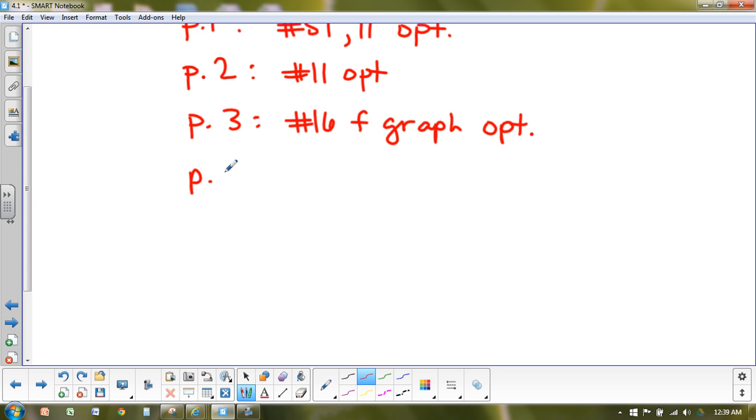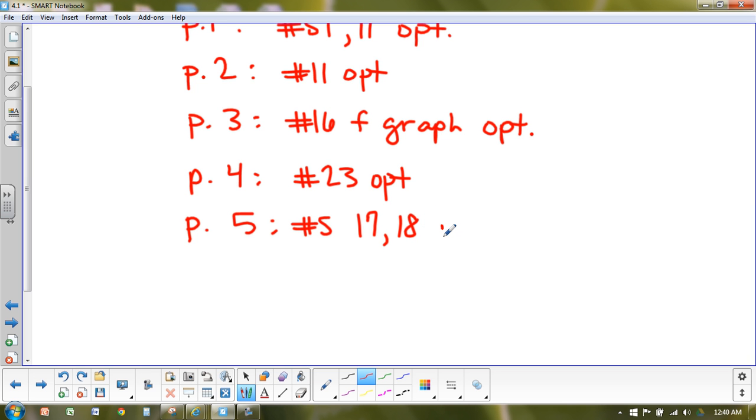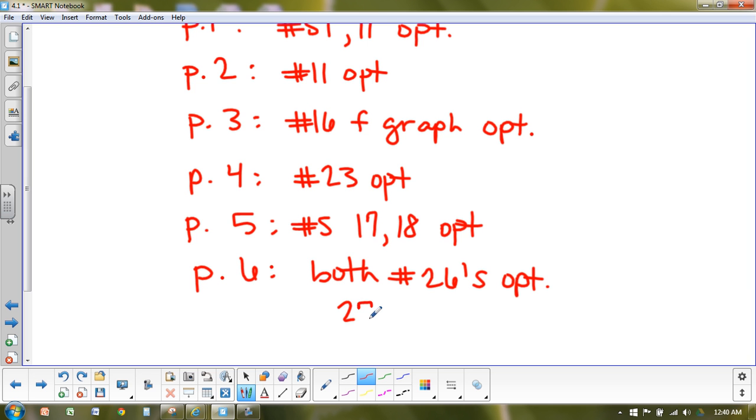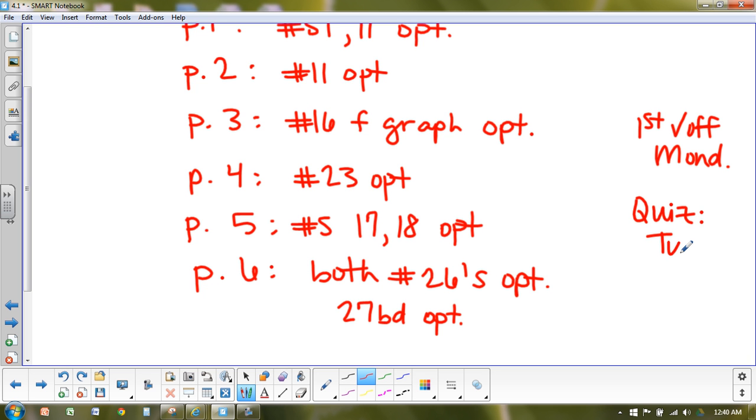Page 4, number 23 is optional. Page 5, numbers 17 and 18 are optional. And page 6, both number 26's are optional. And then 27B and D are optional. So you're getting this on Friday. First check off would be Monday, that hopefully you're done and you're just down to some questions. Then we would quiz and you would have your final check off on Tuesday of next week.